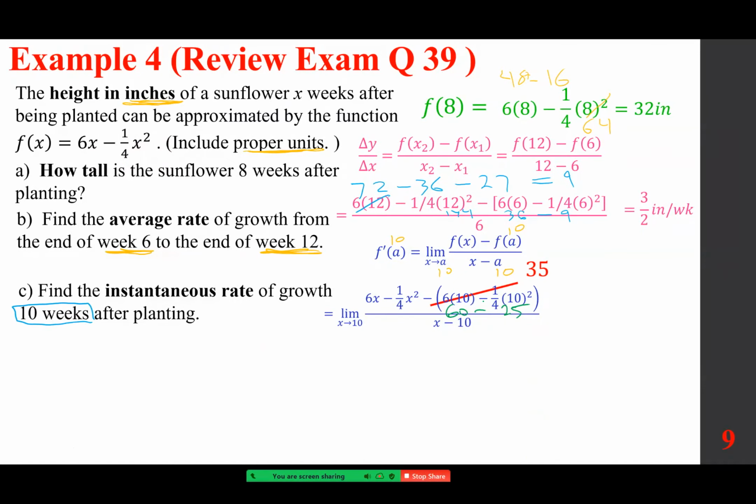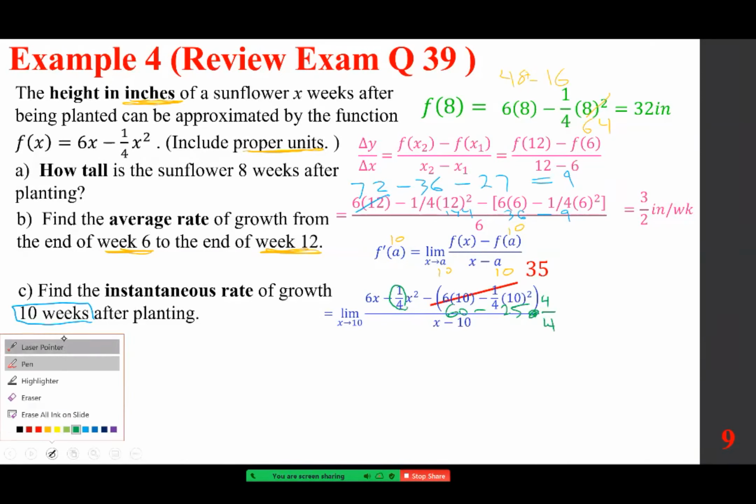So we have 6x minus 1/4 x squared minus 35. Notice this is a fraction, therefore we are dealing with a complex fraction. We are going to multiply the top by 4 and the bottom by 4. And when we do that, we get rid of the complex fraction. As far as the denominator, you just write it 4 times x minus 10, or x minus 10 times 4.